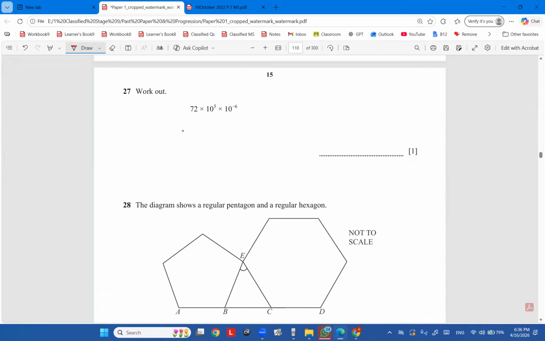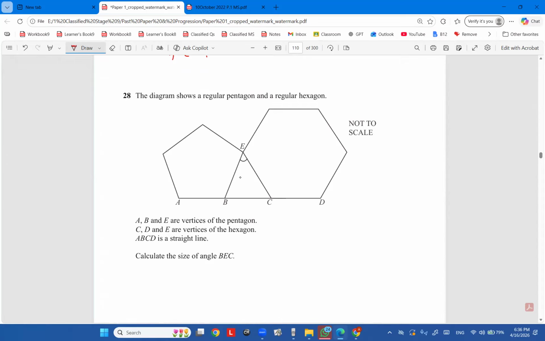Work this out. It is the same as 72. It's all multiplication, so the order doesn't matter, and it doesn't actually matter which one you start with. So you can say 72 multiplied by 10 to the power of 5 times 10 to the power of negative 6 is 10 to the power of negative 1. Multiplying by 10 to the power of negative 1 is the same as dividing by 10 to the power of 1, which gives 7.2.